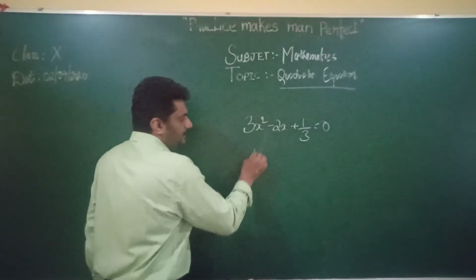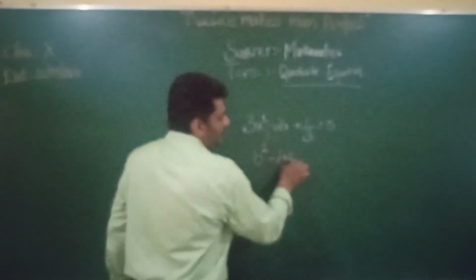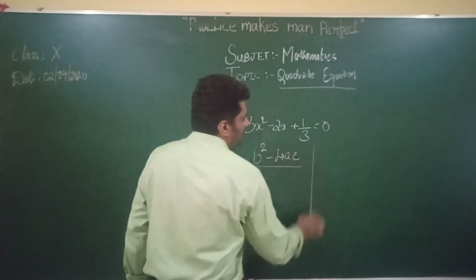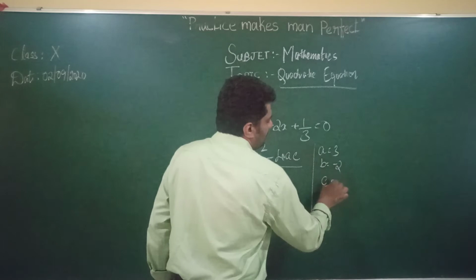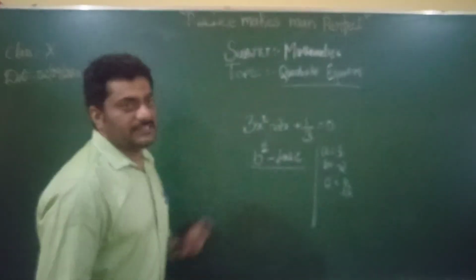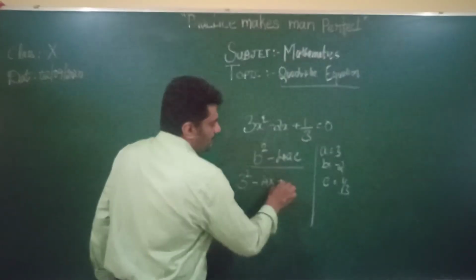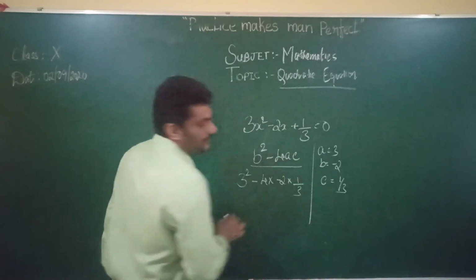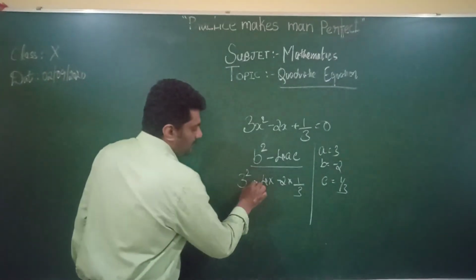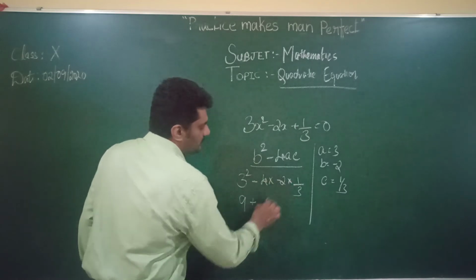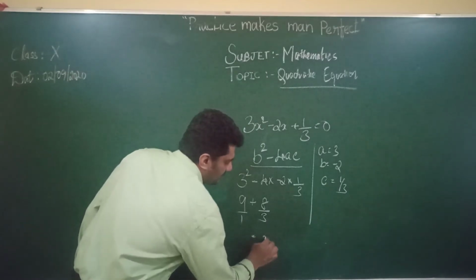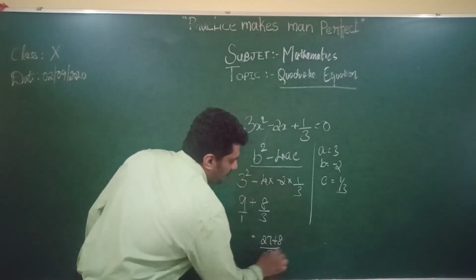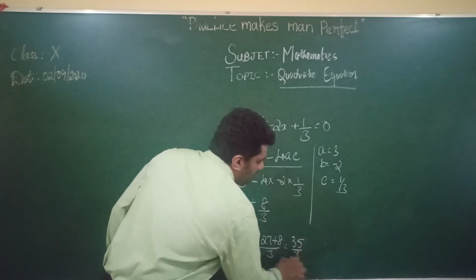How do we find the discriminant? It is b squared minus 4ac. What is the value of b here? A value is 3, B value is minus 2, C value is 1 by 3. Put all these values here. We get 3 squared minus 4 into minus 2 into 1 by 3, which is nothing but 9. Minus into minus becomes plus, 4 2s are 8 by 3. Now if I take LCM, I get 27 plus 8 by 3, which is 35 by 3.